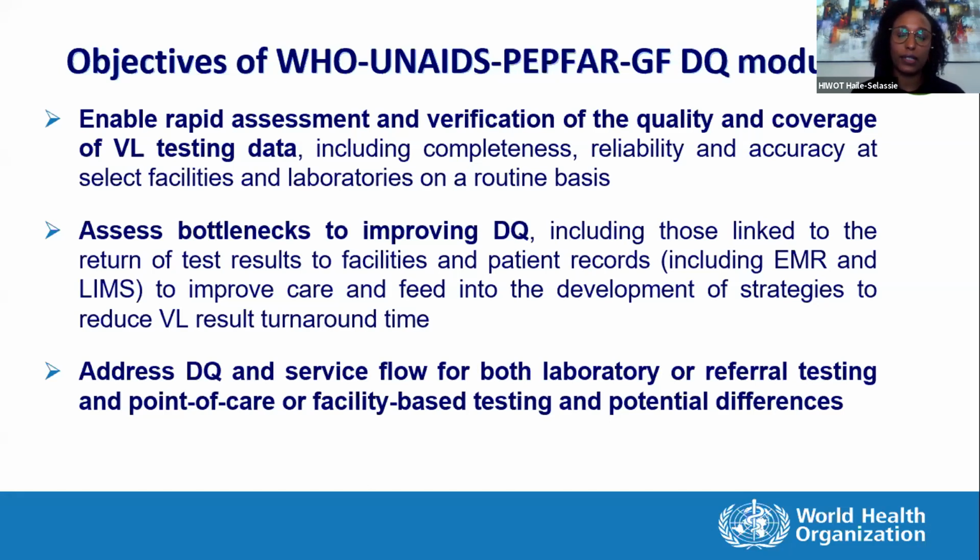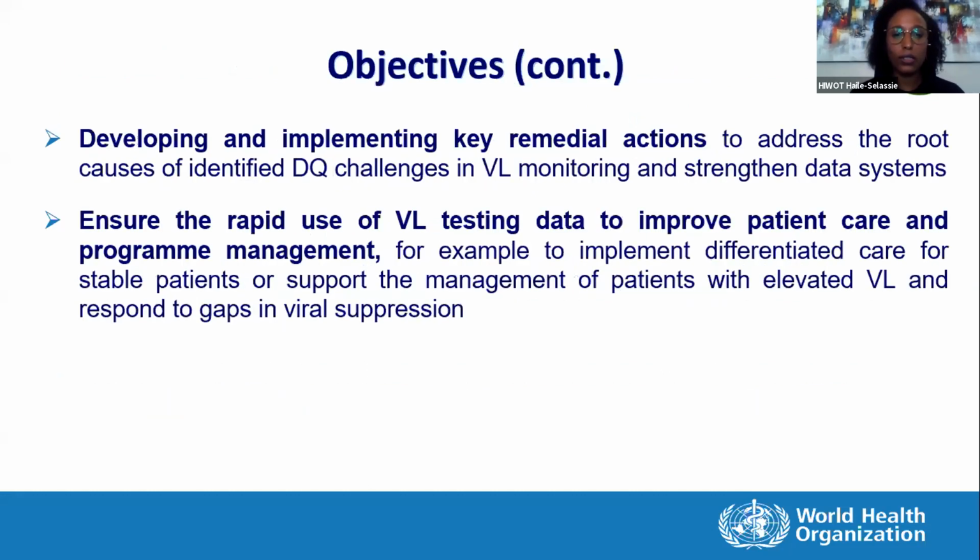A second objective is to be able to assess the bottlenecks to improving both data quality, but also data flow, and to feed into the development of strategies to address one of the fundamental challenges, which is around the delays of the viral load test results. And then ultimately, that's with a view to develop and implement key remedial actions to address these challenges, the root causes, and to strengthen the overall data system so that we don't continue to see them time and time again.